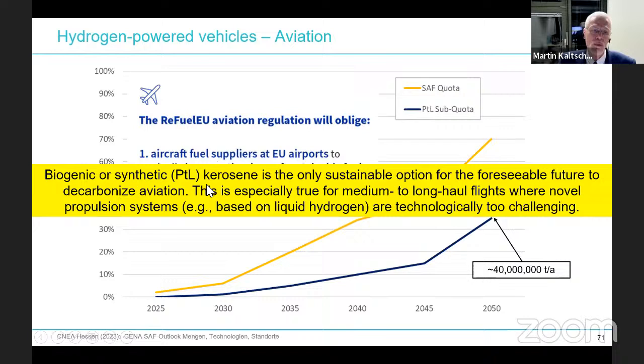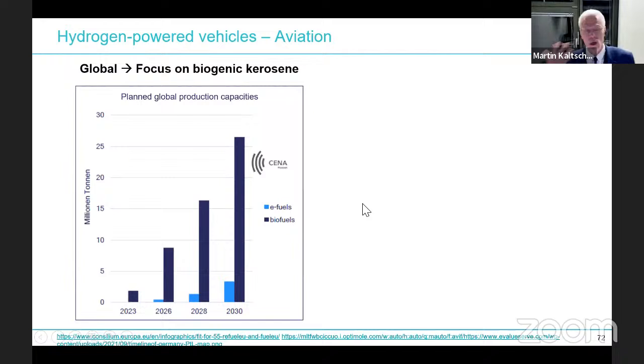This is especially true for medium to long haul flights, where novel propulsion systems based on liquid hydrogen are technologically too challenging. On the short and medium distance, it might be that we see, let's say, aeroplanes powered by liquid hydrogen, but on the long term, on the long haul, this is most unlikely. And therefore, what we see in the years to come on a global scale, we will see much more biofuels in aviation with sustainable biofuels.